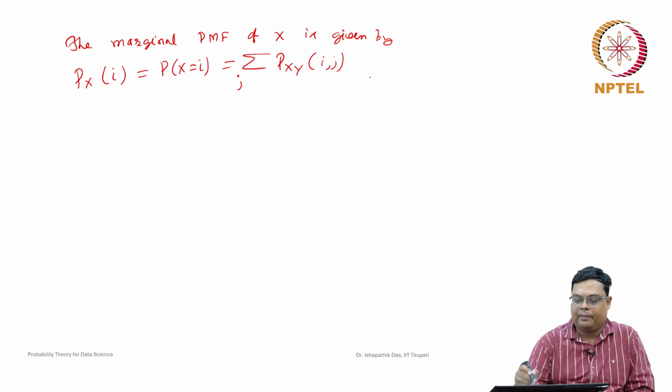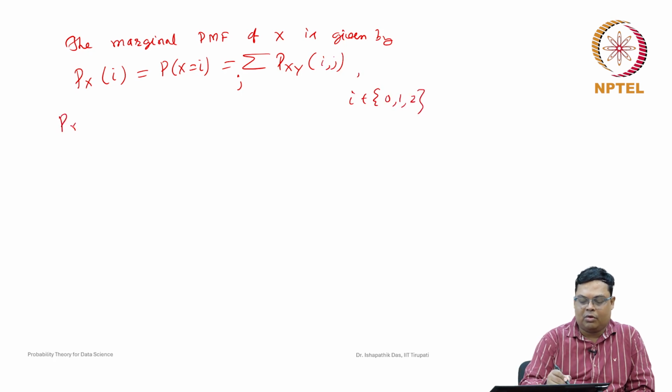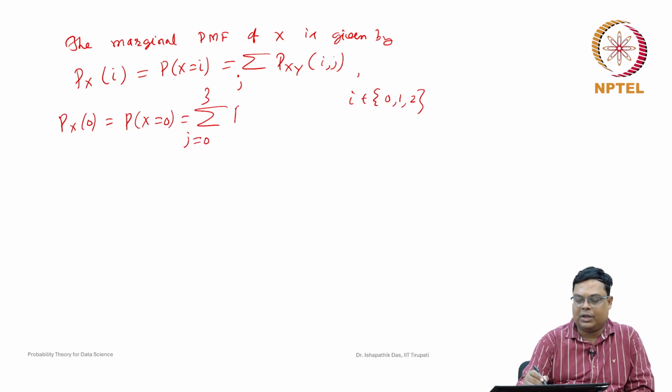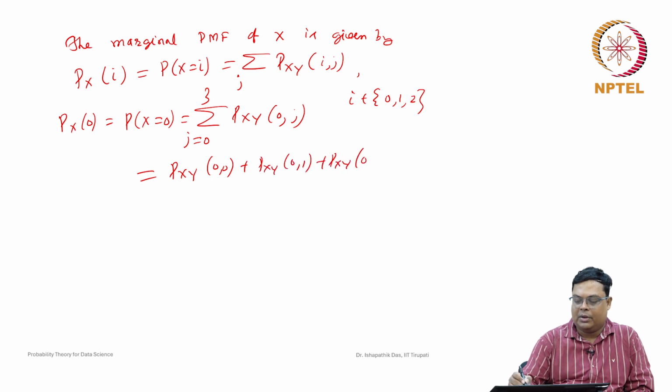So, here for i belongs to the range 0, 1, 2. Suppose you want to find Px of 0, this is the probability x is equal to 0, the summation over j, where the possible values of j are 0 to 3, of Pxy of 0 comma j, fixing i. So this is nothing but Pxy of 0 0 plus Pxy of 0 1 plus Pxy of 0 2 plus Pxy of 0 3.